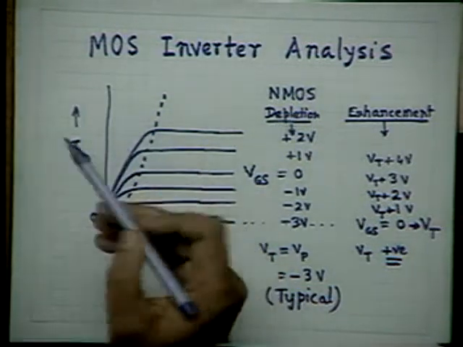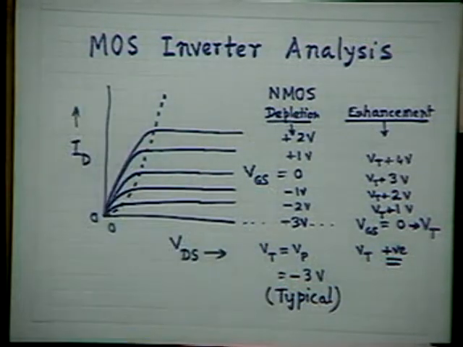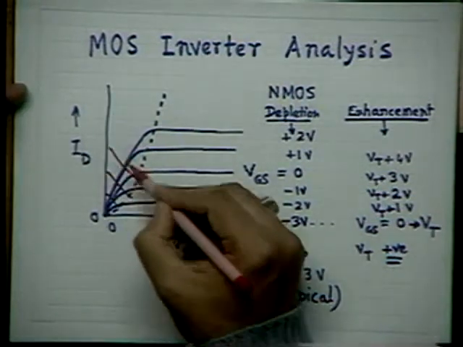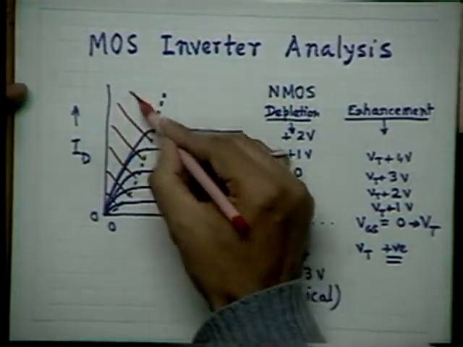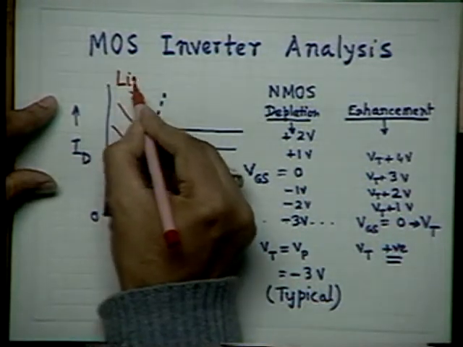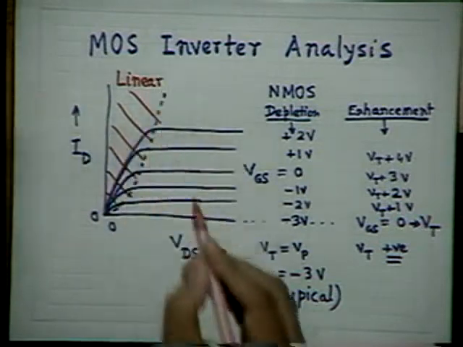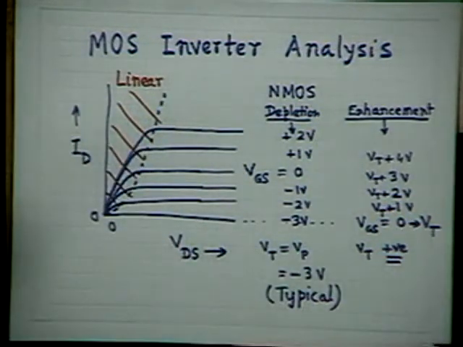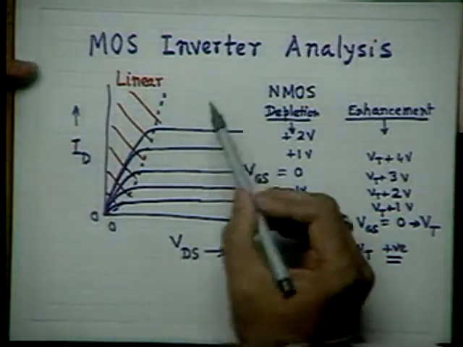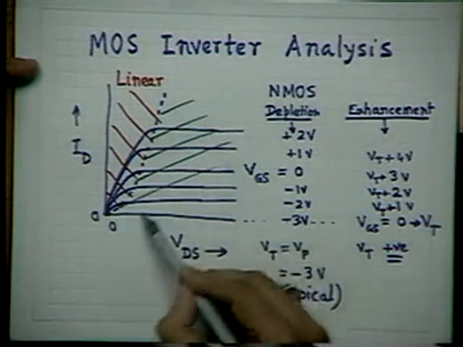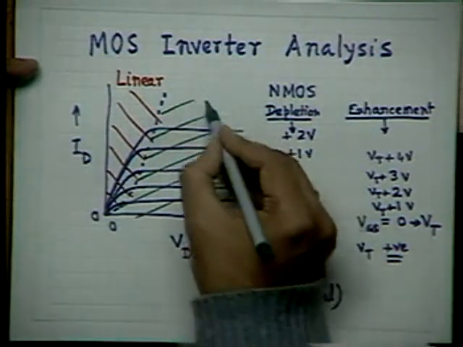The region at the left of this curve, you can shadow it by red region, is called linear region. Whereas the region on the right of this is clearly called saturation region.